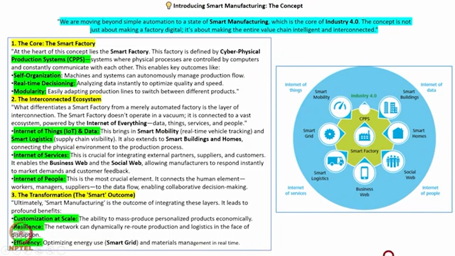On the right hand side, you see different versions of smart mobility. You see smart buildings here. They also work on similar principles, which I am not going to elaborate over here. But if somebody says you are talking about smart manufacturing, what about the buildings? What about logistics? Whatever concepts we are discussing here are equally applicable to all these domains, like smart mobility, smart buildings, smart home, and so on.